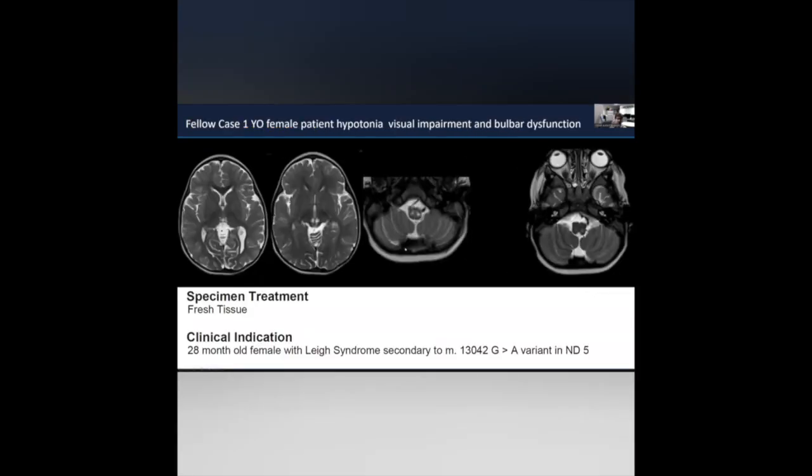Just to show another example, another case that came recently to our hospital, a patient concerning for Leigh syndrome. We don't see lesions in the basal ganglia, but we are still considering the clinical scenario for Leigh, and there were no lesions in the olives, and this was confirmed as ND5.